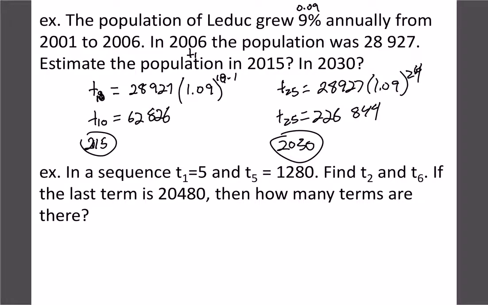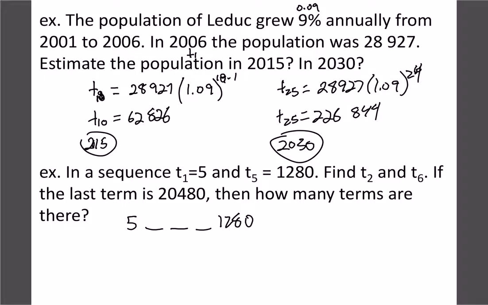Okay, here's another one. So it says we have our term 1 is 5, term 5 is 1280. We're looking for term 2 and term 6. So let's start with that. We'll leave the second part for later. So we got term 1 is 5, we got term 2, 3, 4, and then the next one is 1280.